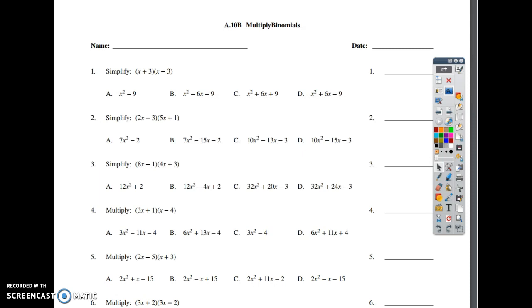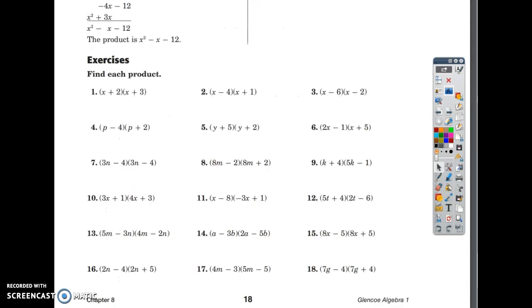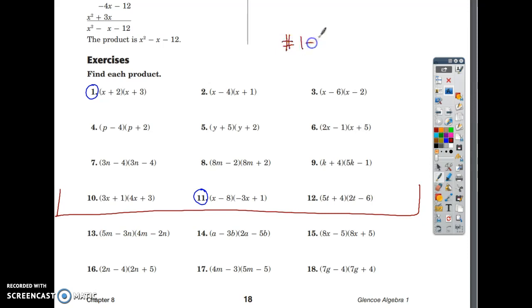I'm going to do 2 examples of the back page, just in case you forgot how to do the front page. The front page and the back page are the same. So I'm going to do problem 1 and 11 with you. You are doing only problems 1 through 12. Okay? Numbers 1 through 12 on this page. But you have to do the other page first, and it's 1 through 9.